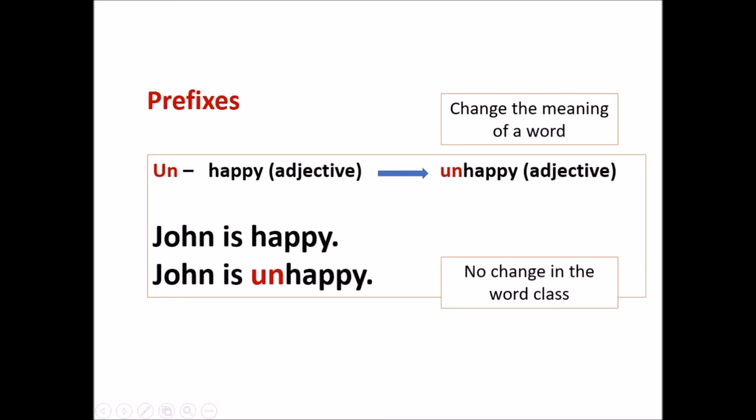John is unhappy. Unhappy is used to describe John. How is he? Unhappy is an adjective. Happy and unhappy are adjectives. So, prefixes do not change the word class, but they change the meaning of a word. Sometimes they give the opposite meaning. Let's move.